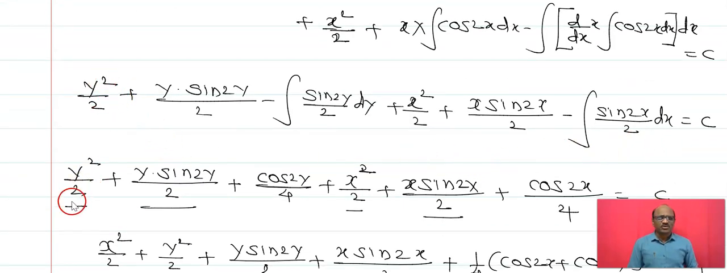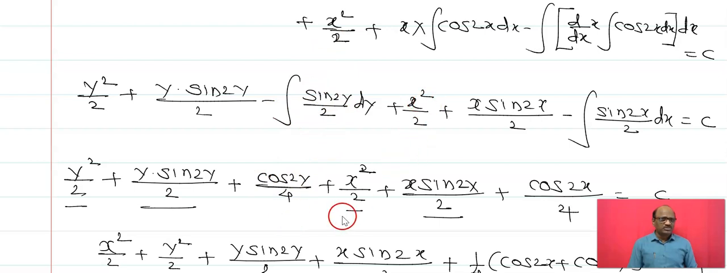Now here y square upon 2 plus y sin 2y upon 2, and the next term is the integral of sin 2y upon 2. It is minus cos 2y upon 2, that will become 4, and this is a minus and minus, that will become plus. Therefore minus the integral of sin 2y upon 2 is cos 2y upon 4.